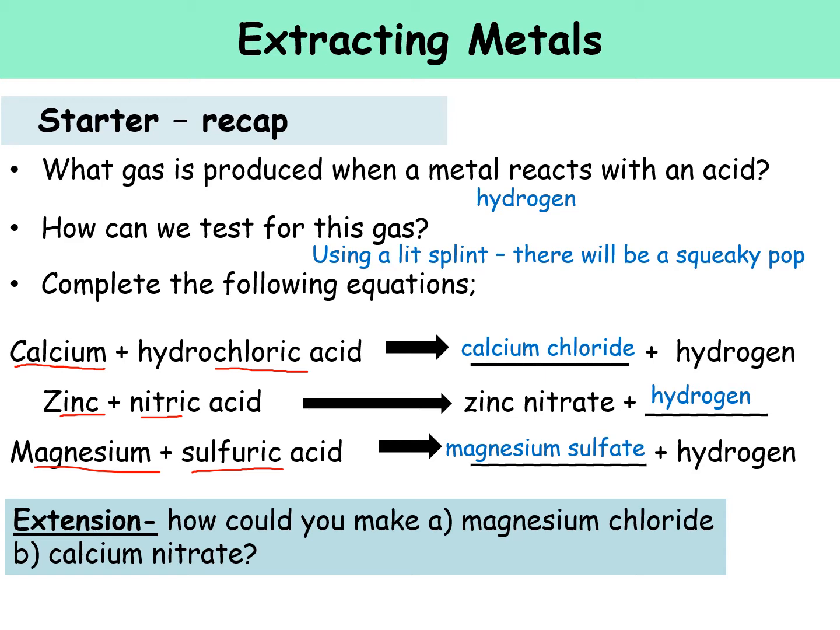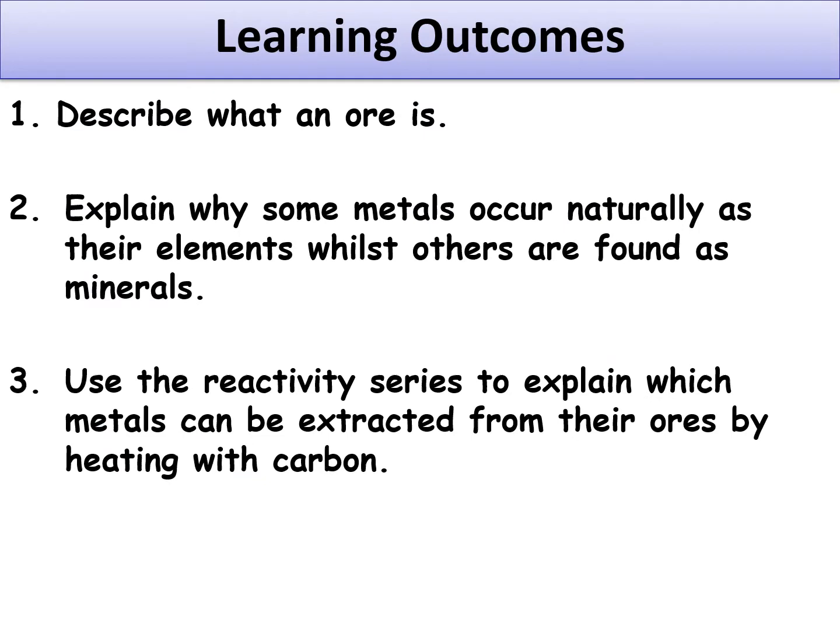Okay, let's have a little look at what we're going to do today. So today we are going to describe what an ore is. You might know already, but you might not. And then we're going to explain why some metals occur naturally as their elements, whilst others are found as something called minerals. And we need to know what a mineral is. You'll have heard of those, but not necessarily in this context. Now we're going to use the reactivity series, which we have met before, to explain which metals can be extracted from their ores by reacting them with carbon.